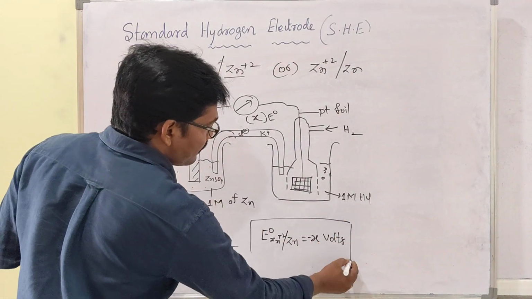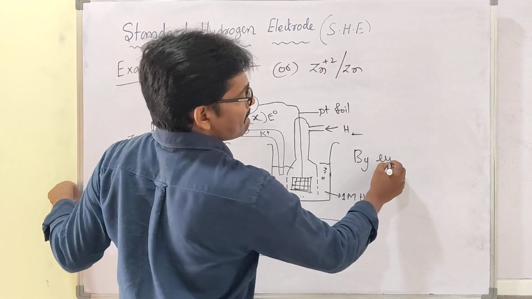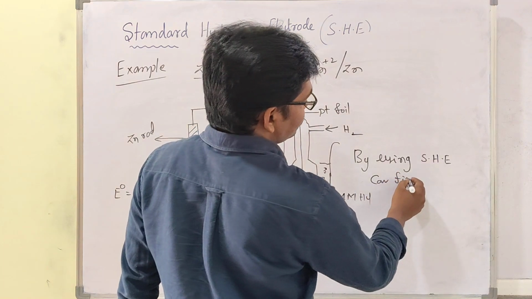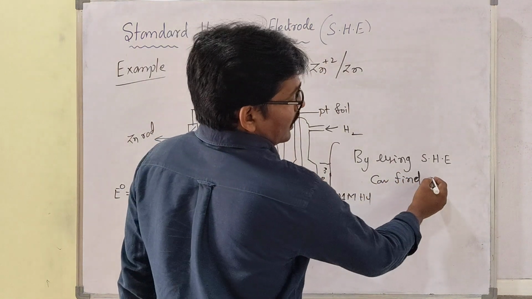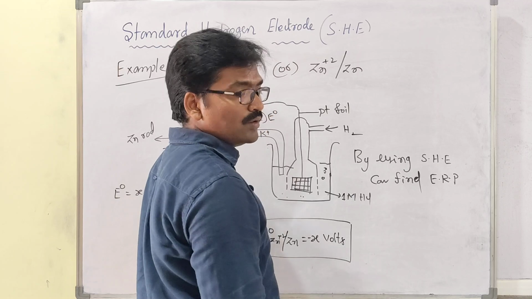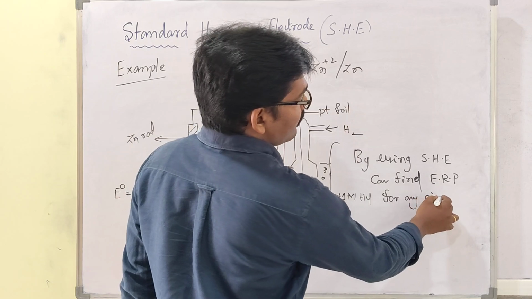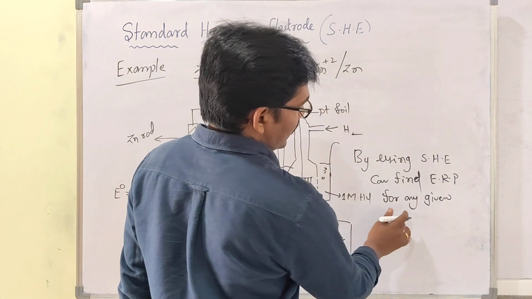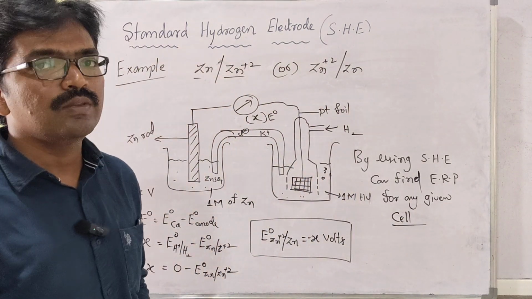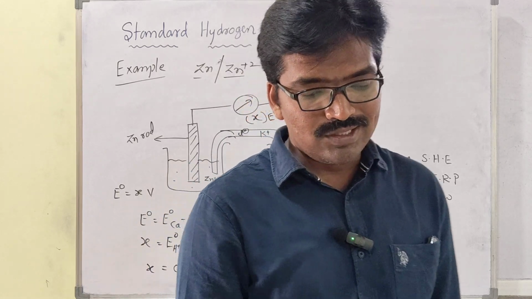సో ఈ రకంగా SHEని యూజ్ చేసి, this is SHE, by using SHE we can find electrode reduction potential values for any given cell. దేని సెల్ అయినా కూడా దాన్ని కనెక్ట్ చేసి ఫైండ్ అవుట్ చేయొచ్చు. ఒకటి క్యాథోడ్గా వర్క్ అవుతుంది, ఒకటి యానోడ్గా. ఓకే, క్లియర్ మై డియర్ స్టూడెంట్స్? సో థ్యాంక్ యూ వెరీ మచ్. This is SHE, up to SHE.